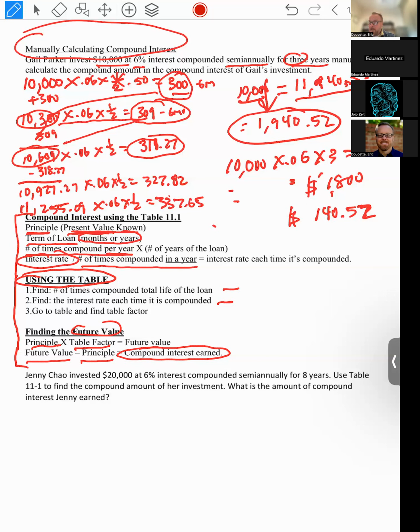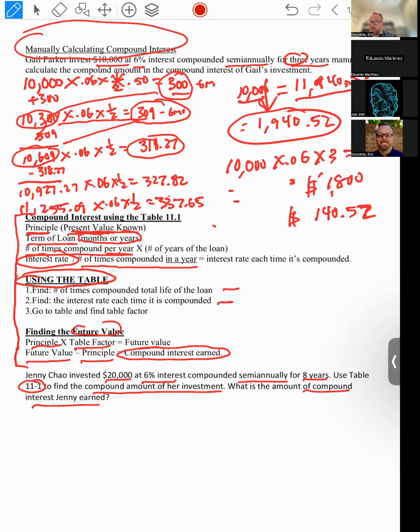So Jenny Chow invested $20,000 at 6% interest, compounded semi-annually for 8 years. Use table 11.1 to find the compound amount of her investment. What is the amount of compound interest Jenny earned?